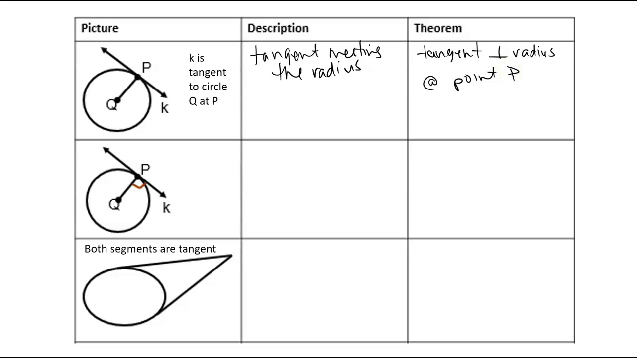In the second picture, it's very similar. You can notice there's a difference. In the first picture, I gave you a statement. I said that K is tangent to circle Q at point P. In the second picture, I gave you a right angle mark. So what I see is a line that is perpendicular. I'm using symbols, so this upside down T is perpendicular to the radius. What that means is that that line is tangent to the circle.